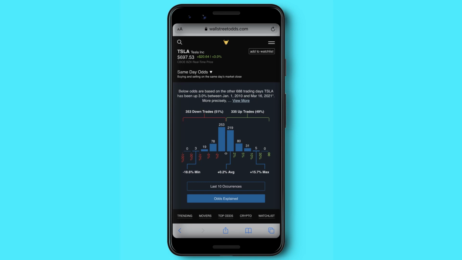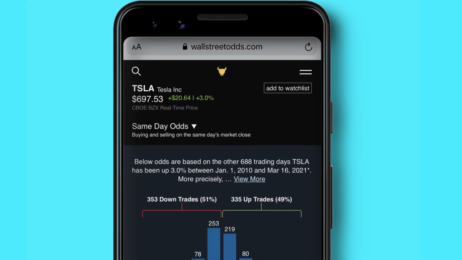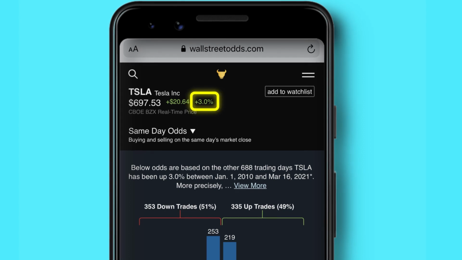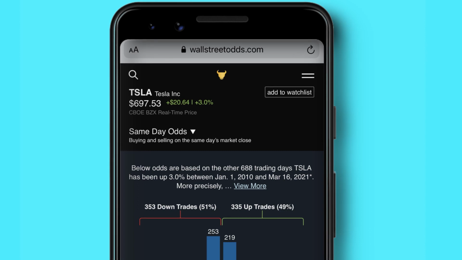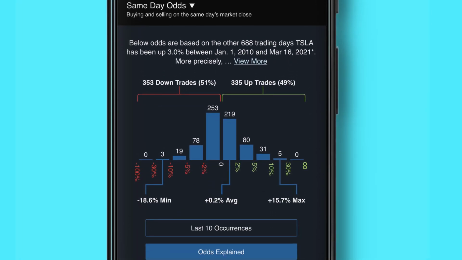Hey guys, so in this video we're going to go over how to interpret this odds graph here. What we see here are the odds for Tesla. At a high level, the point of the odds here stem from the following question. Tesla is up 3% today. I wonder how this stock has performed in the past after being up 3%. So this graph helps answer this specific question.